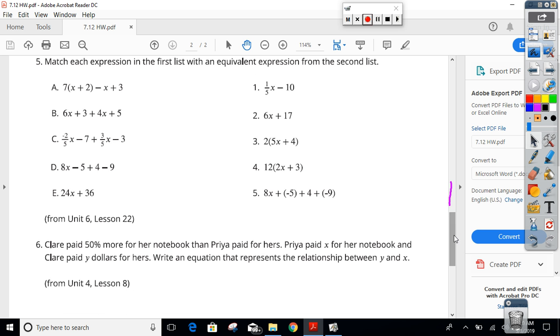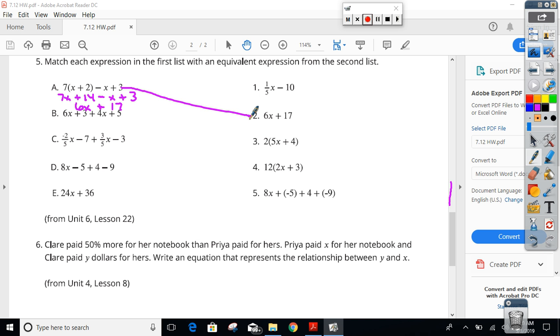Okay, the matching. In order to do the matching, you should have simplified each side where possible, and then match them up. So for A, first you would distribute the 7. So you have 7x plus 14 minus x plus 3. Combining like terms, 7x minus x gives us 6x. 14 plus 3 gives us 17. 6x plus 17 happens to be a choice, so A would go with number 2.